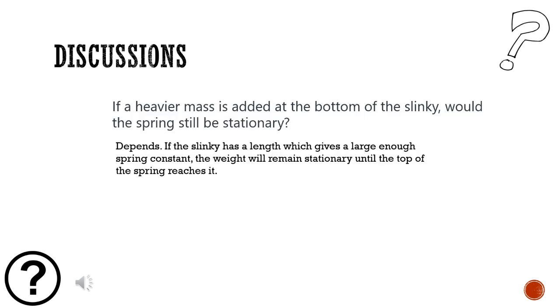Finally, if a heavier mass is added at the bottom of the slinky, will the spring still be stationary? It would depend. If the slinky has a length which gives a large enough spring constant, the weight will remain stationary until the top of the spring reaches the bottom of the spring.